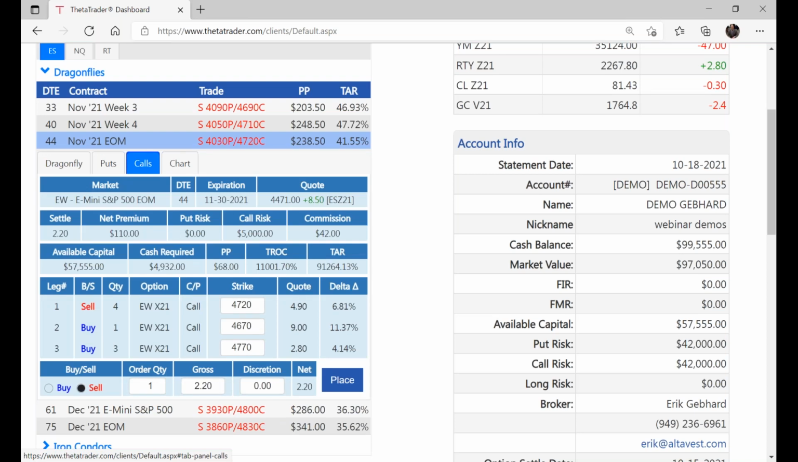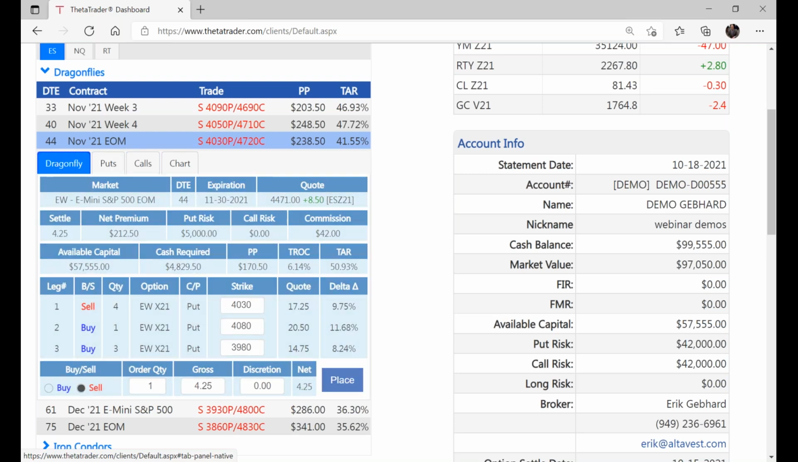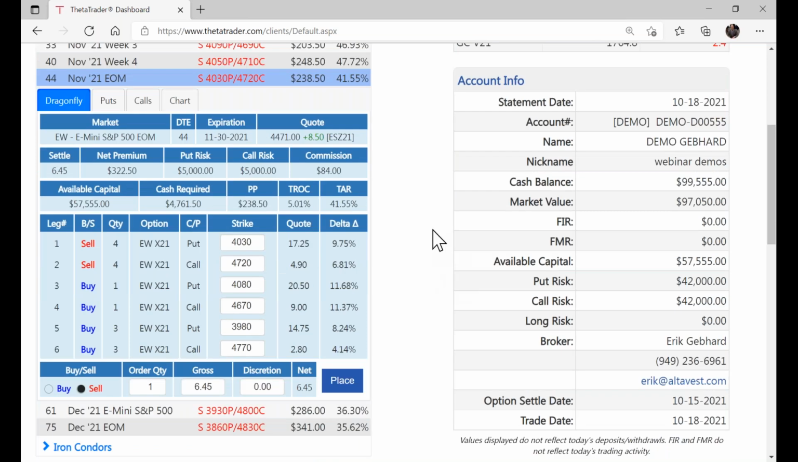You can see just the calls and just the puts, and here's the full Dragonfly. We won't go into every number on this little graph, but you'll notice that the first leg here is selling these 4 4030 puts in this example, and they have a delta of 9.75, and that means there's over a 90% probability that these options will expire out of the money, which of course is the whole idea if we're selling options and collecting premium.